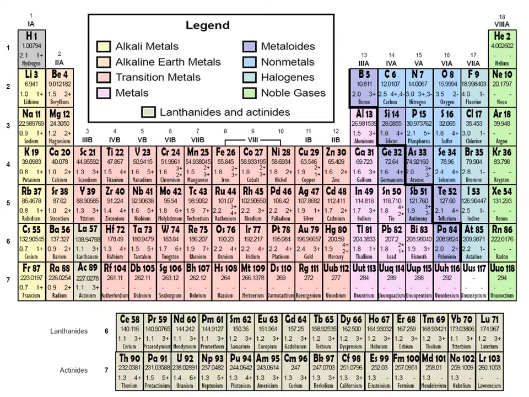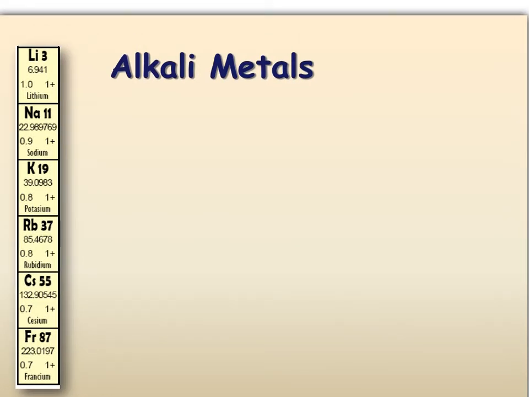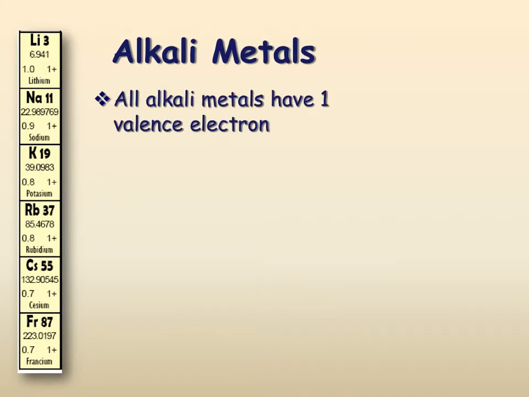So, the first group, so it's 1 or 1A, starting with lithium down, is called the alkali metals. Okay? Unique to alkali metals is these all have one valence electron. We'll get into more detail about what this means, but you may remember this from biology. The valence electrons are the electrons that can actually interact. They're the outer shell, and they're the ones that lead to reactivity of elements.